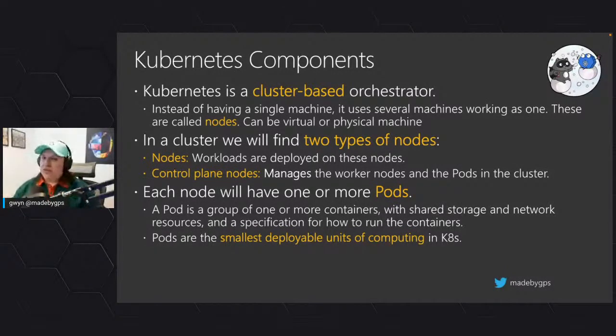So instead of having a single machine, and when we talk about cloud-hosted, cloud-based Kubernetes, we're always going to be talking about virtual machines. Now, don't get me wrong, you can use Kubernetes on-prem, hybrid, whatever infrastructure you have going on. But since we're talking in the context of cloud, you're going to be working with virtual machines, right? So instead of having a single virtual machine, it'll use several virtual machines working as one. That's the magic of Kubernetes. It'll grab a bunch of machines and make them work as one. And these are known as nodes. And again, they can be virtual or physical.